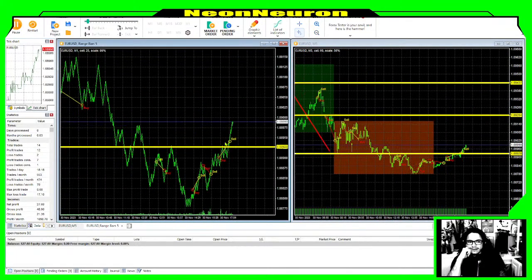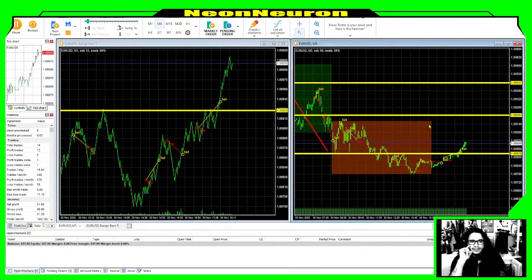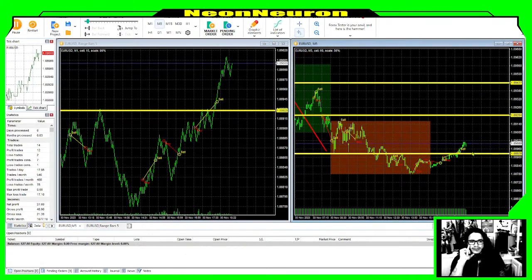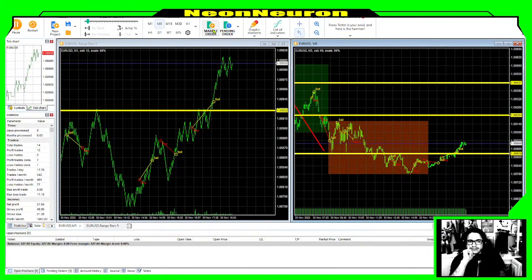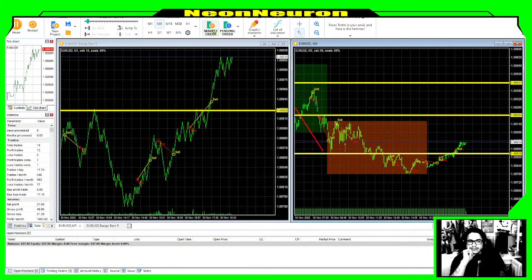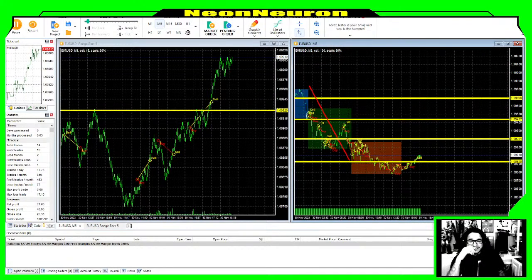So let's try to get a better view of what the price is doing. We're going to wait for price to come down a little bit and then continue back up. Oh, that's the end. Okay, so I set the parameters for November 30th to December 1st, and we've come to the end. So that's our trading session.